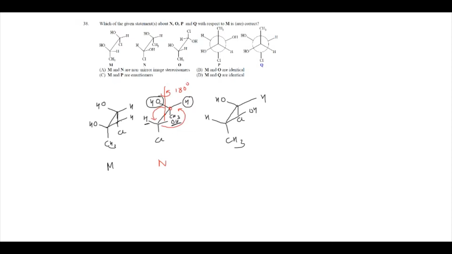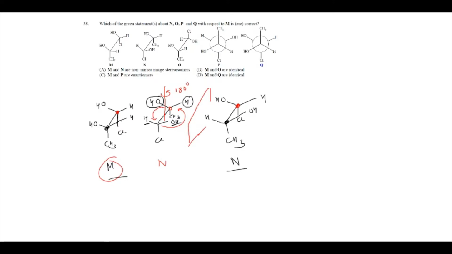Now let us compare the structure of M and N. The configuration of this carbon and this carbon are mirror images of one another. But if we check the red carbon, that means this one and this one, we can see that they are not mirror images of one another. So M and N are non-mirror image stereoisomers. So overall they are non-mirror image. If I put a mirror here, this one M is not an image of N. So M and N are not mirror image stereoisomers.